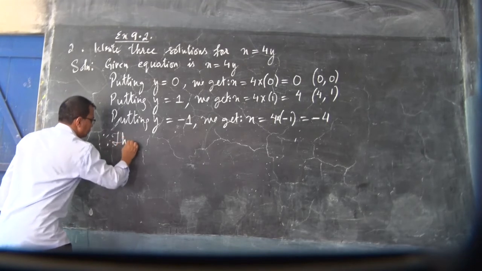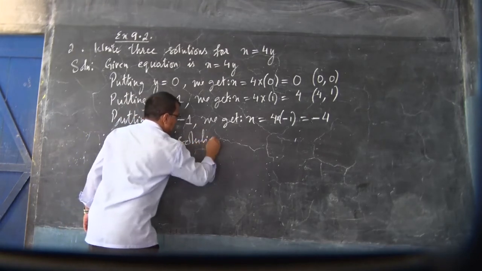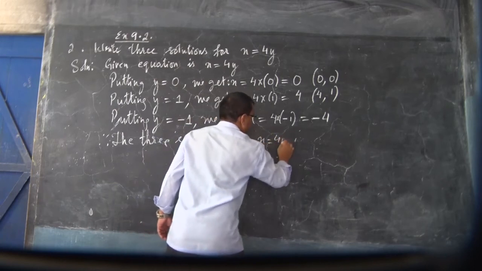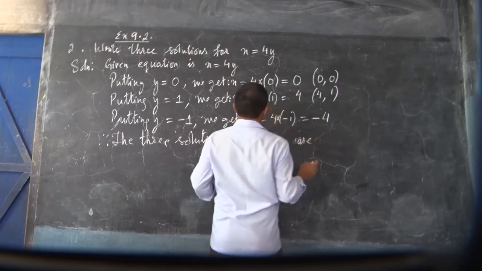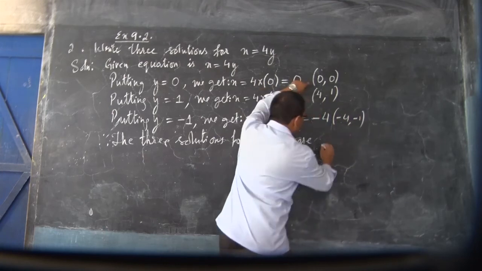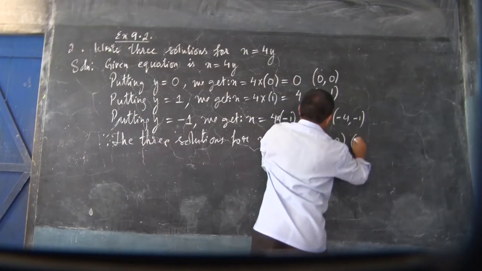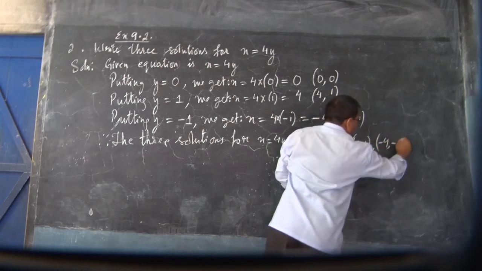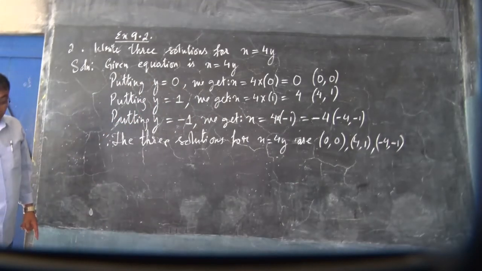Therefore, the three solutions for x equals 4y are, first, (0, 0); second, (4, 1); third, (minus 4, minus 1), written as x, y. Hope you got it. So this is what we get from exercise 2.